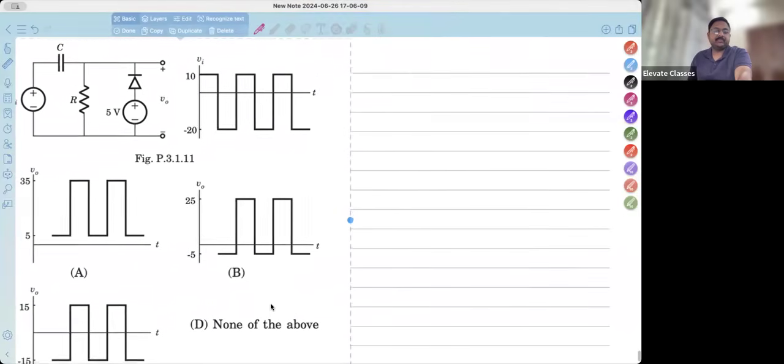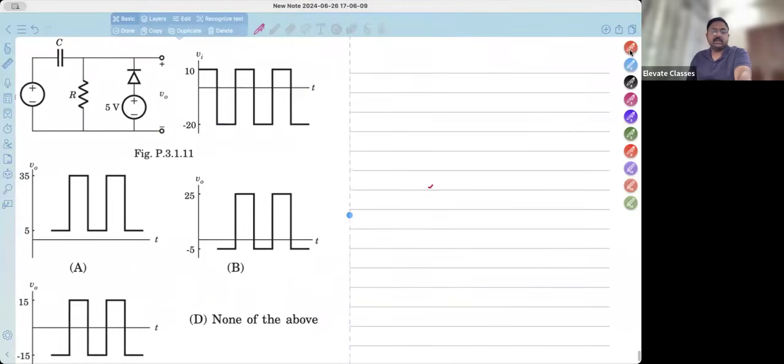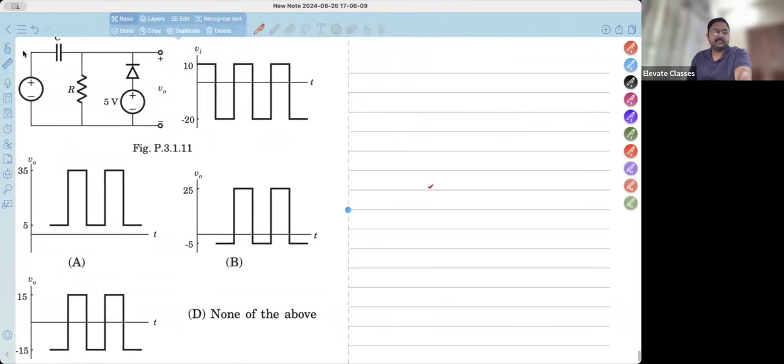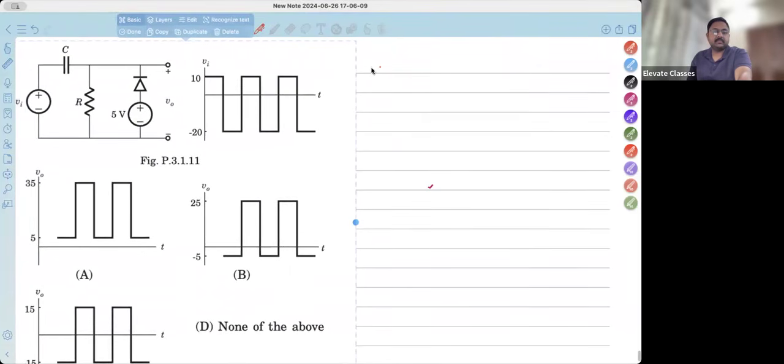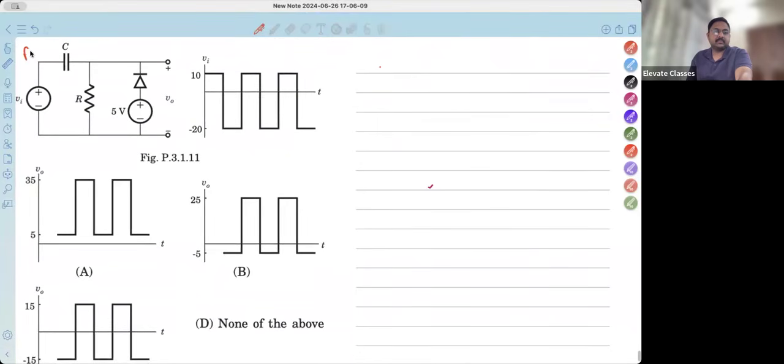This is a problem. Problem number 3. Now, this is clearly a clamper circuit. Why clamper? Capacitor, resistor, diode together, 101% it is a clamper circuit. What does a clamper do? It takes the waveform, shifts it up, shifts it down. Means it shifts it to a new DC level.